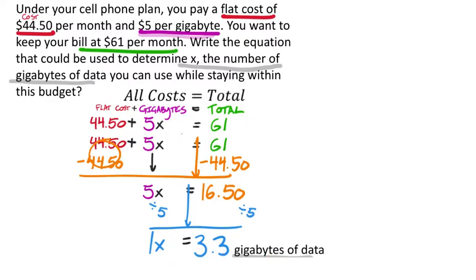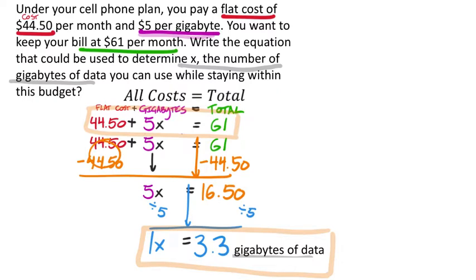Now we can check. We can say, well, look, you get your 3.3 gigabytes of data. This should be correct, but I just go to my calculator, I type in 44.5 plus 5 times, not x, but 3.3 now. And when I push enter, I see the 61, and now I know for sure that I've done this correctly. So again, on the assignment, you'll expect 2 parts to this. You're going to have the equation first, and then you're going to have the value of x, or whatever the variable is.